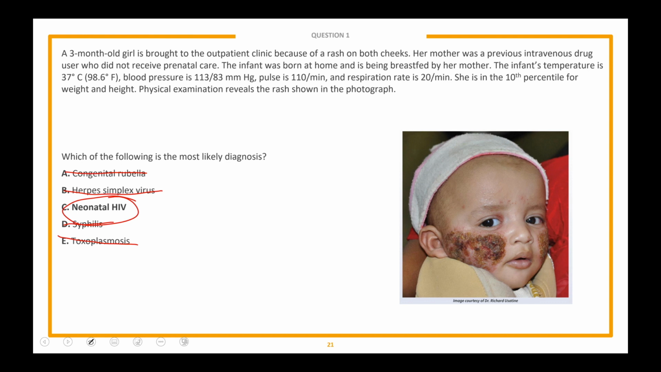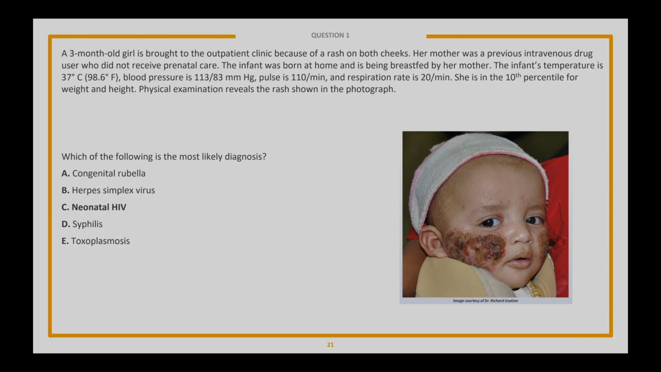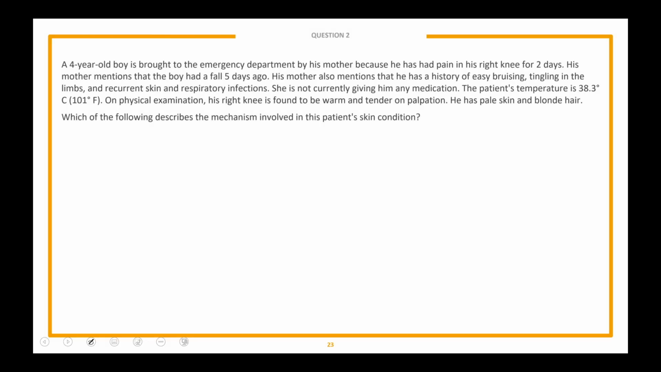Great, so we have done one question together and we've gone over our approach and utilized that approach. So let's move on to the next question and do another question with our approach. Once again, step number one, cover up those answer choices, which we've gone ahead and done. We will then move on to step number two, and we will read that last sentence first. Which of the following describes the mechanism involved in this patient's skin condition? Great, so probably looking at a nice pathophysiology question.